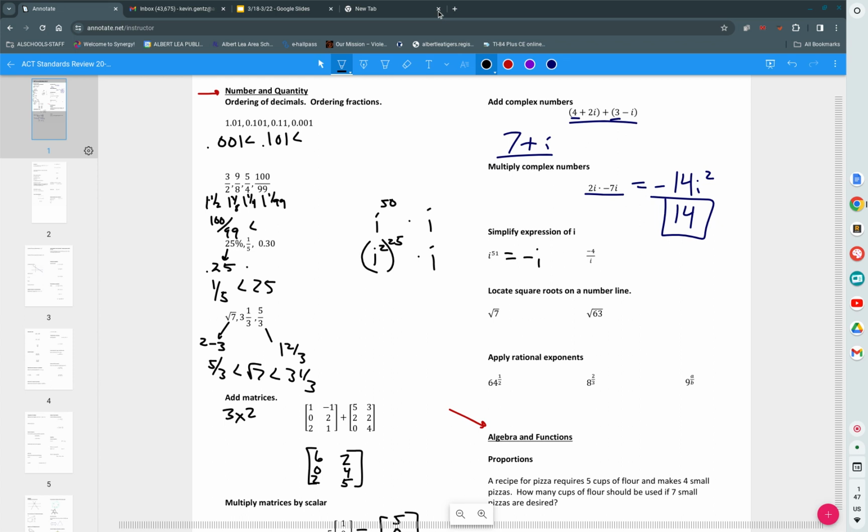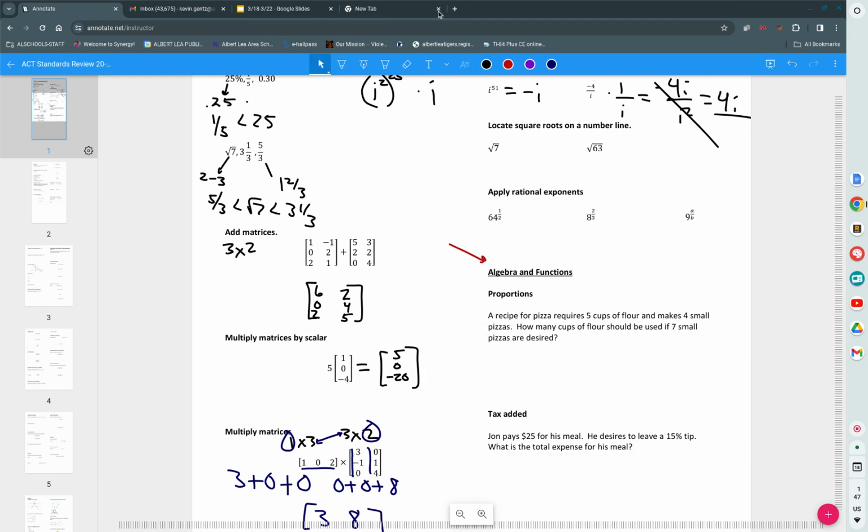If you're dividing by i, just simply multiply the top and bottom by i, and we get negative 4i over i squared. Notice that i squared is negative 1, so that will cancel off the negatives, and we get 4i. So being able to deal with those is important.